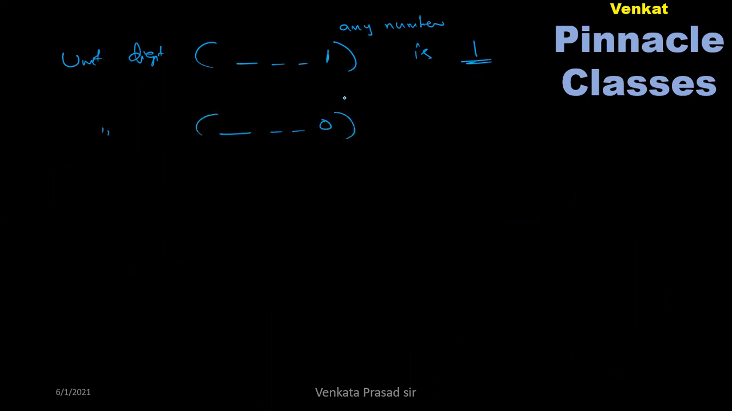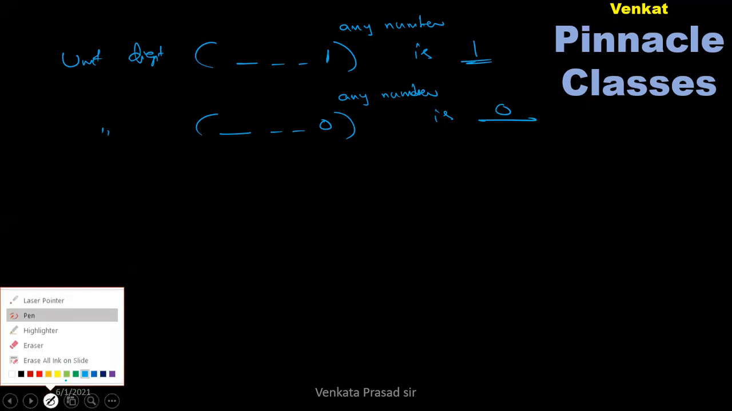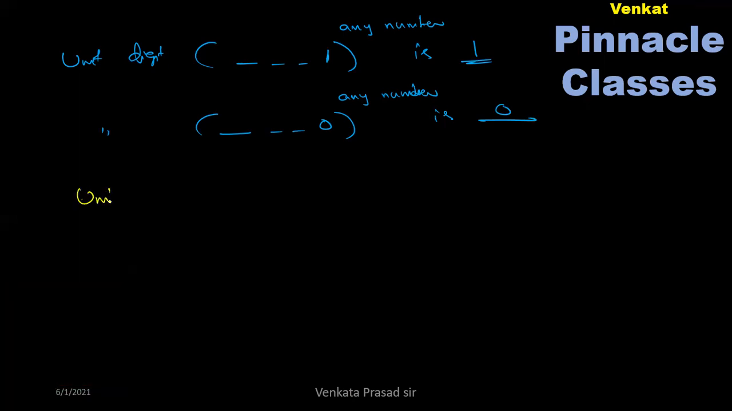Another example. See, unit digit. Suppose some number is there. The last digit is 1. Any number, dear students, what is the unit digit? 1. Suppose some number's unit digit is 0. Any number, what is the unit digit? 0.